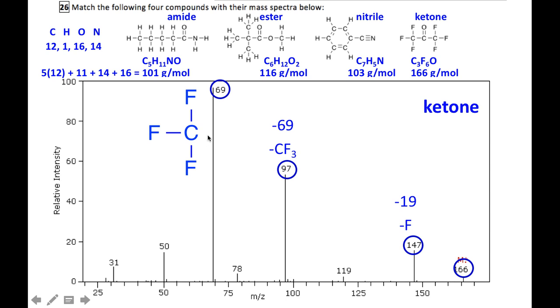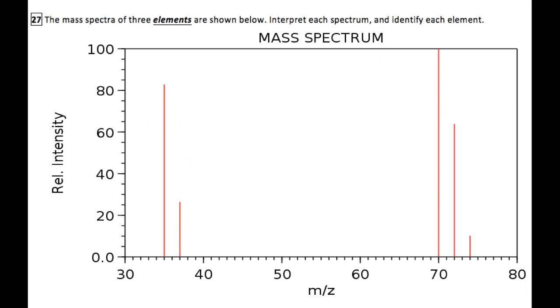So that's how mass spectrometry is useful for identifying molecules. It gives us the molar mass of the molecule, gives us the masses of fragments, and starts to identify what the structure could be. Lastly, let's look at what we can see with elements in mass spectrometry.